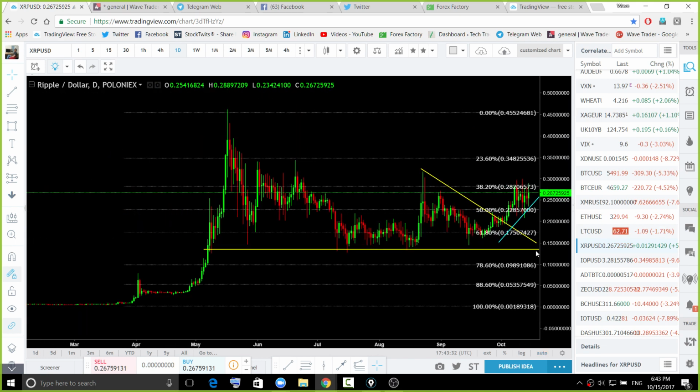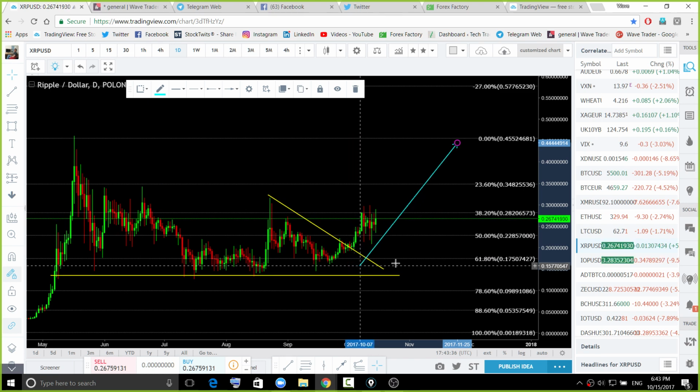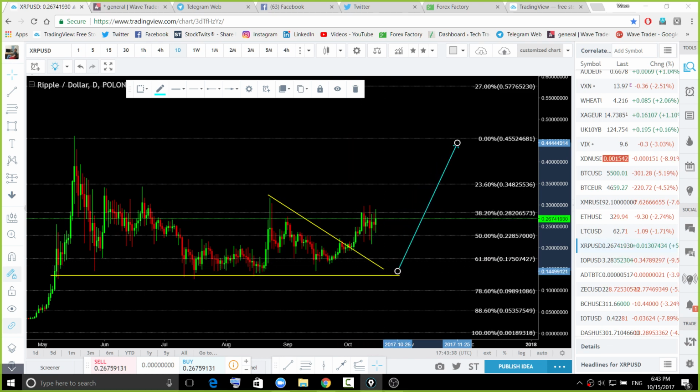Not at the current price, at this area. Look for that big up move. Once I see price over there, I'll update about that.